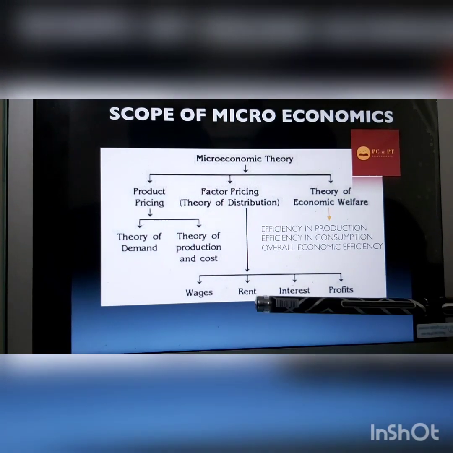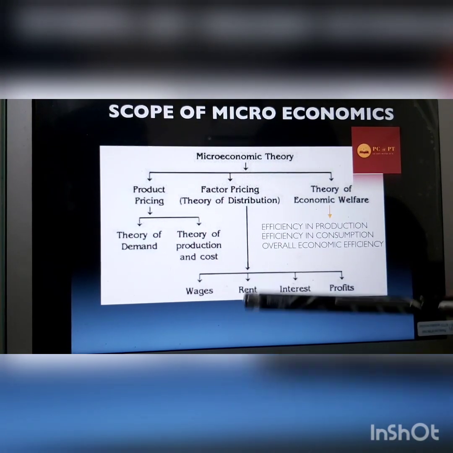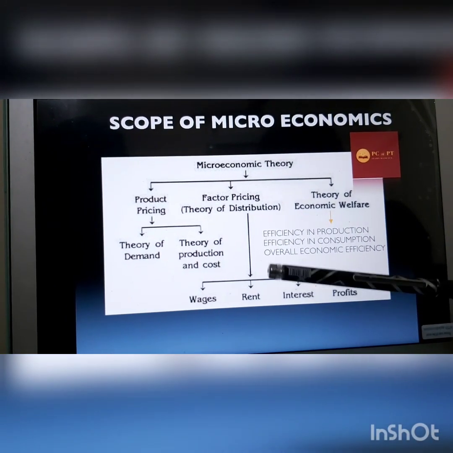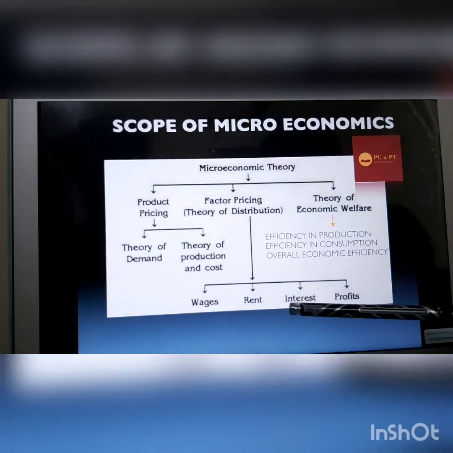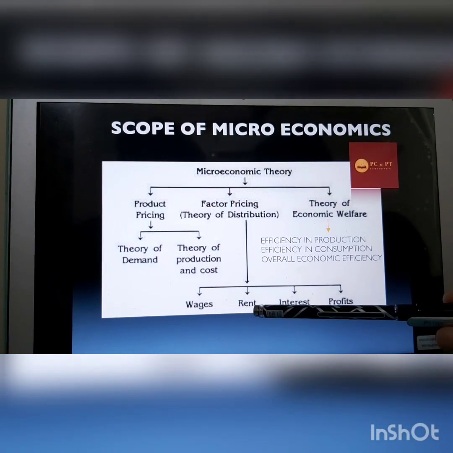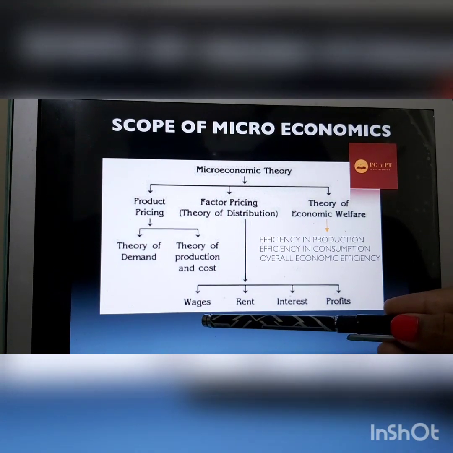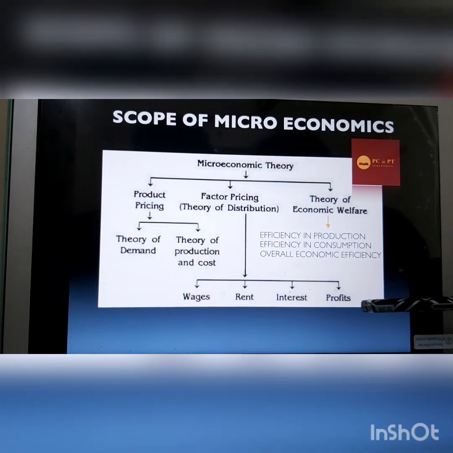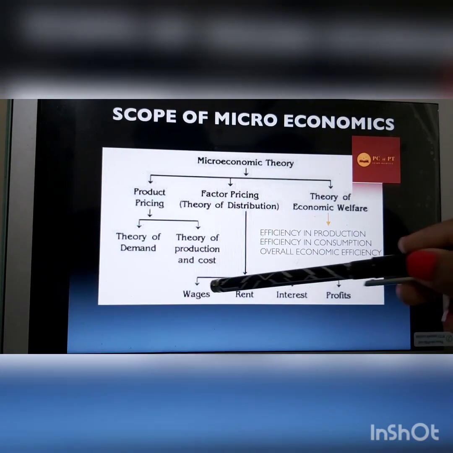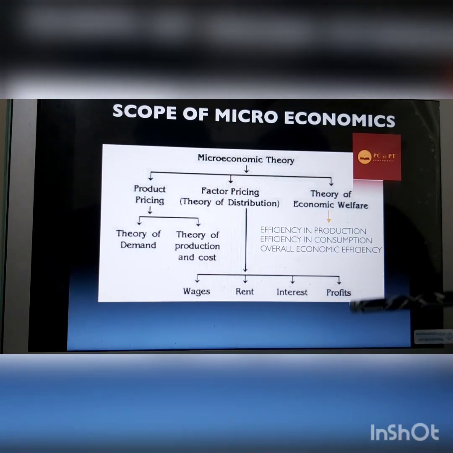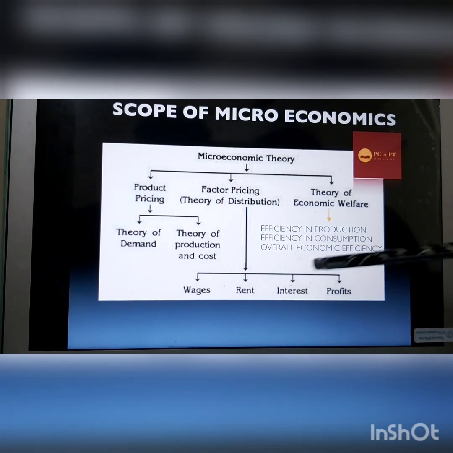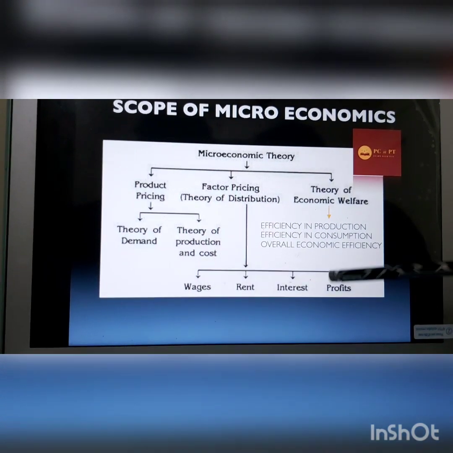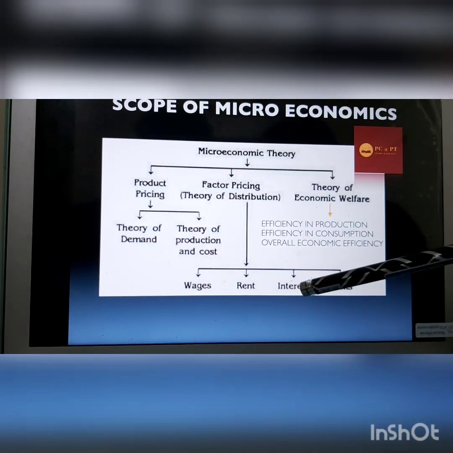So what do they correspond to? Land, labor, capital, entrepreneur are the various factors. They correspond to what all things? Land corresponds to rent, labor corresponds to wages, capital corresponds to interest, and the entrepreneur corresponds to profit. तो ये जो चारों फैक्टर्स हैं प्रोडक्शन के, उनसे ये चारों चीजें रिलेटेड हैं. This is covered under the microeconomics theory.